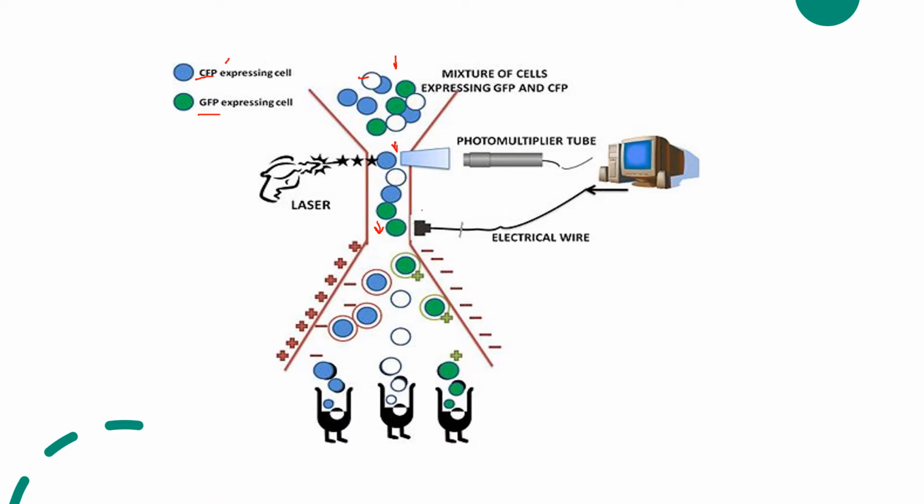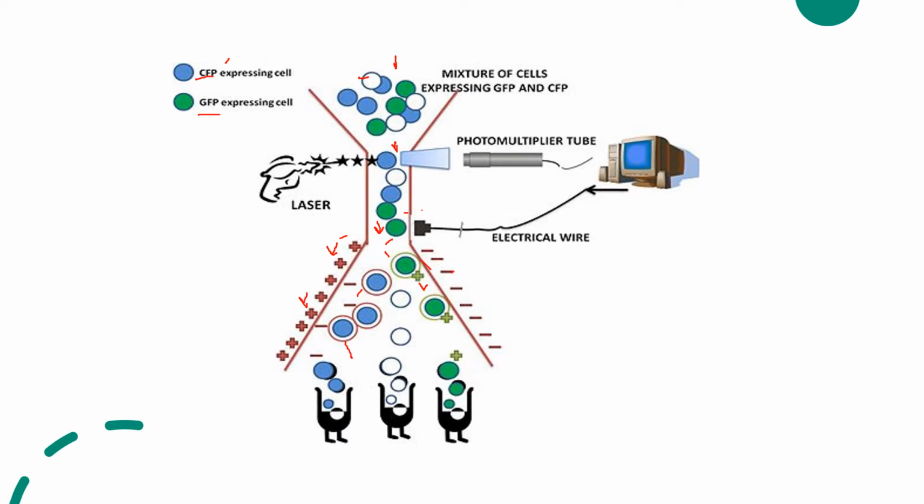After coming out, there is a ring placed where every cell gets charged according to its fluorochrome. When they get charged, they are passed through a deflection plate or electromagnetic plate which has a positive charge and a negative charge. As you can see here, green fluorescent protein is positively charged by the charged ring and the cyan fluorescent protein is negatively charged. So the green fluorescent protein will go towards the negatively charged plate and the cyan fluorescent protein will go towards the positively charged plate, and they are collected according to their charges in different vessels.